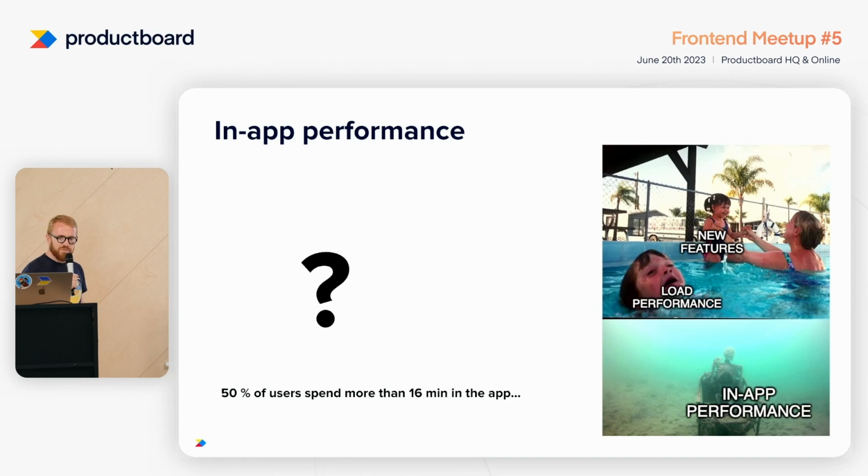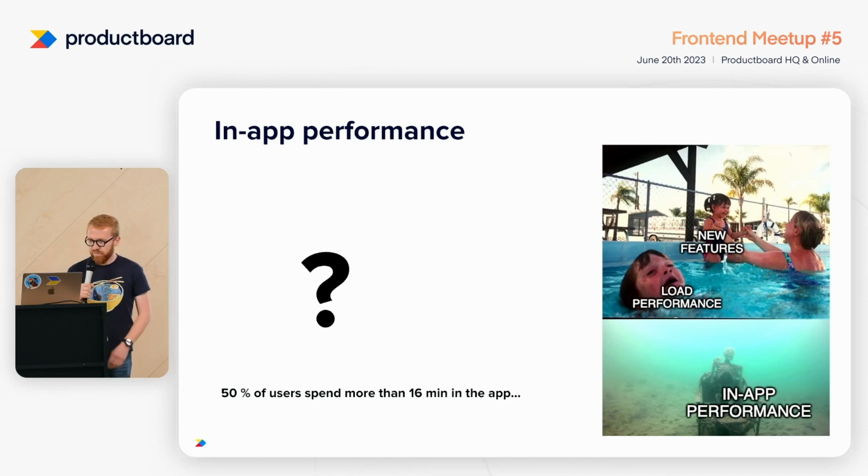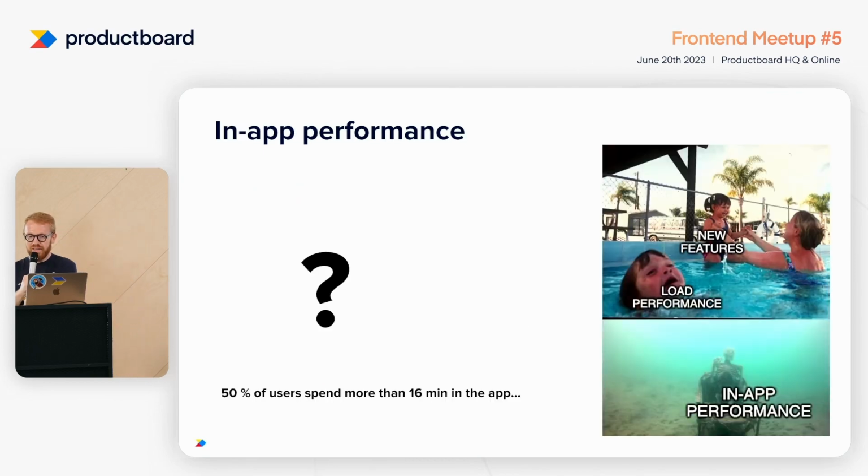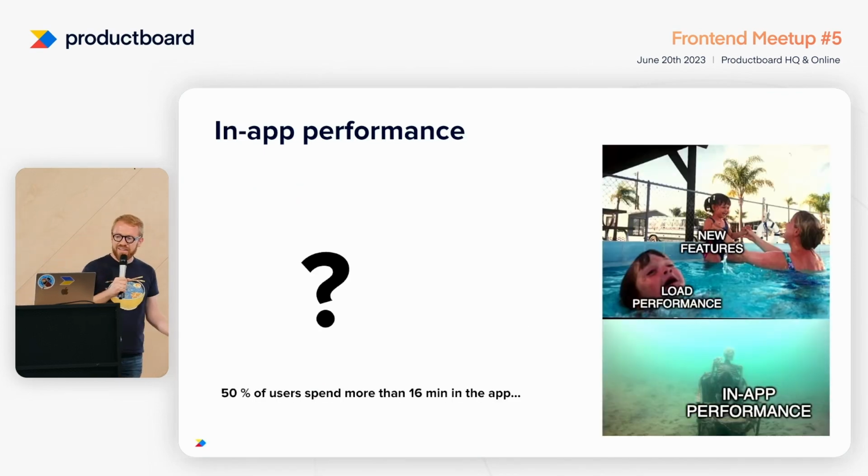But how is it with in-app performance? That's the question. For load performance, we have these nice metrics. We have Core Web Vitals that have been promoted for a long time. And in-app performance seems quite neglected. In the case of Productboard, half of our user base spends more than 16 minutes in the application. So the initial load is just a fraction of it, even if it's slow.